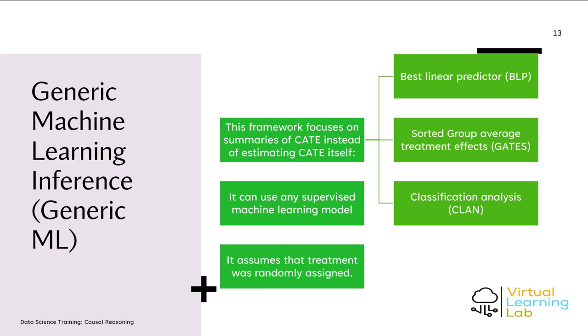but it assumes that treatment was randomly assigned. So the current version of generic ML cannot accommodate studies that are not experimental. But there are other types of meta learners, such as the R learner, that can easily accommodate, for example, inverse probability of treatment weights in propensity score analysis.